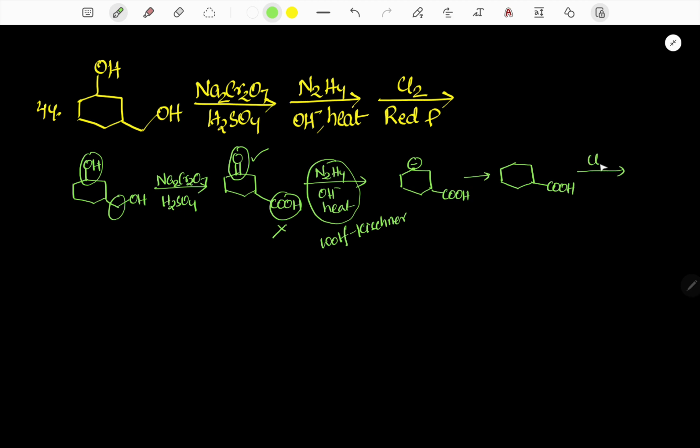Now it is treated with Cl2 and red phosphorus.